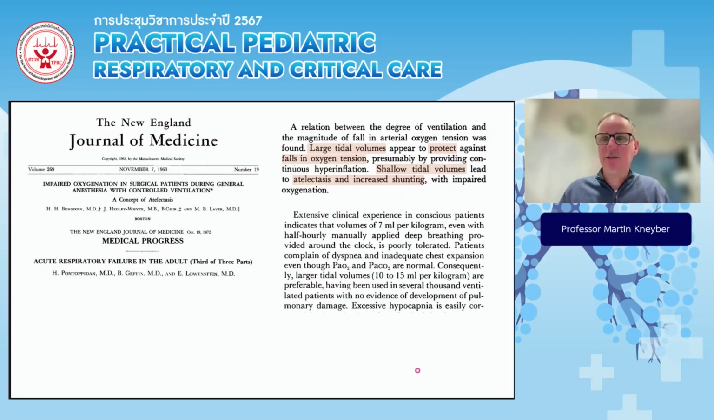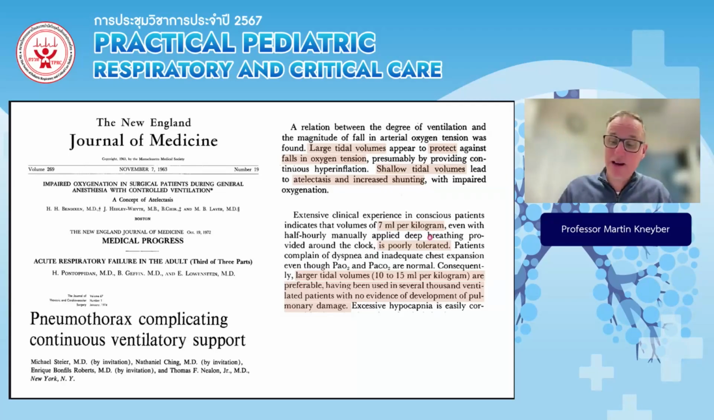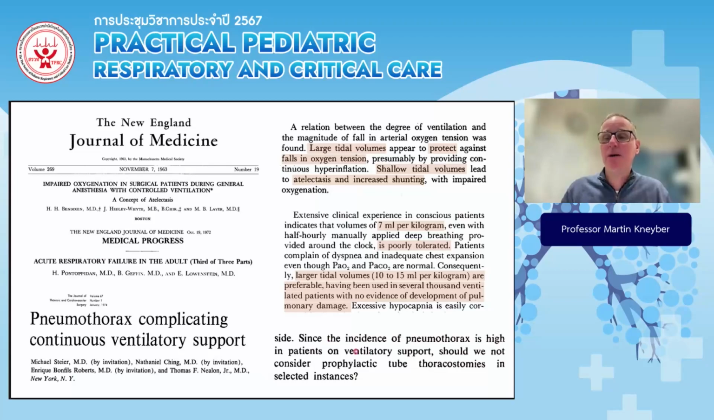And this practice resulted in practice recommendations stating, well, you should go for 10 to 15 ml per kg. And we've used it safely in thousands of patients. And there is no evidence of pulmonary damage. And please stay away from low tidal volume. But at the same time, when these recommendations were made, papers came out saying, well, we might consider prophylactic tube thoracostomies because we see so much barotrauma in our patients.